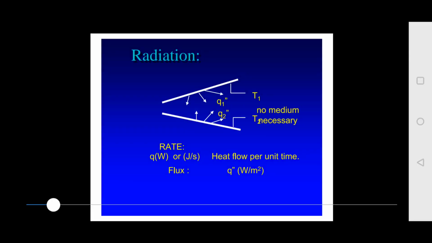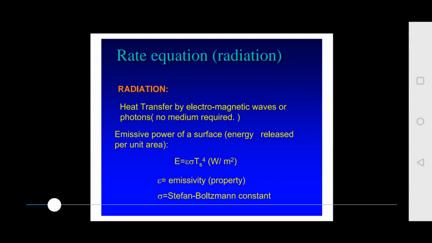And similarly, you have a third mode of heat transfer, that is radiation. In the case of radiation, no medium is necessary. Energy can take place by means of electromagnetic waves. So you have different temperatures T1 and T2, and the rate is the heat transfer rate, heat flow per unit time, and this is flux. In the radiation equation, heat is transferred by electromagnetic waves or photons, so no medium is required here.